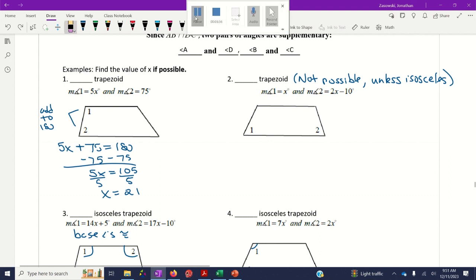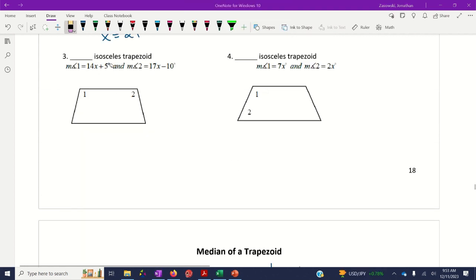Let's take a look at number 3. All right, in number 3, we have an isosceles trapezoid. We're referring to angles 1 and 2. So hopefully you remember those angles are considered to be base angles there. And we know that those are going to be equal. And so that's going to start our equation. We're going to set 14x plus 5 equal to 17x minus 10.